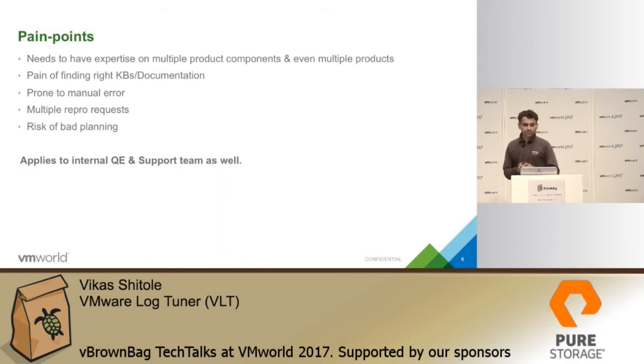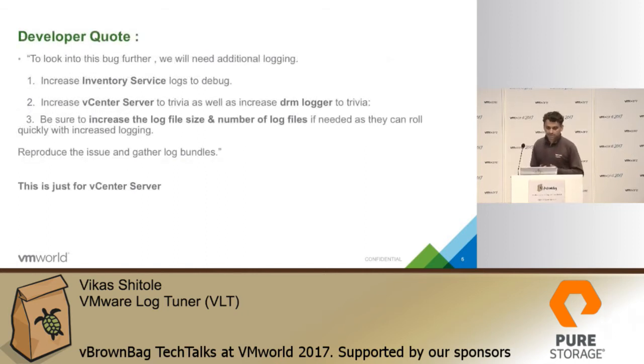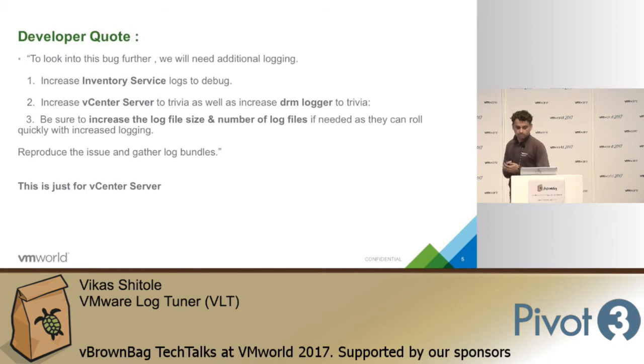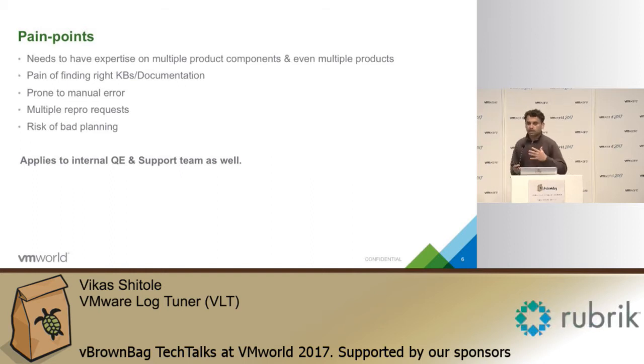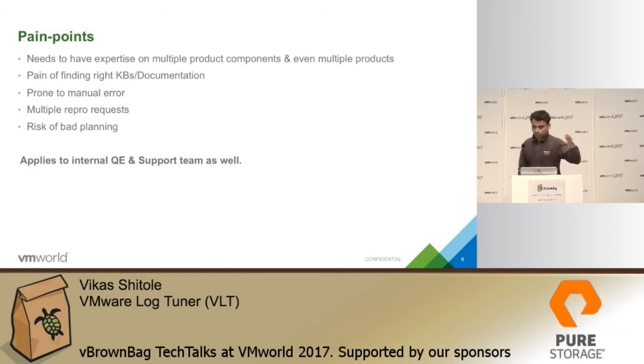The next one is multiple repro requests. As I said in the third point, if the customer misses increasing the log file size as well as the number of log files, it happens that the issue gets reproduced, but the right logs are missing because they got rolled over. So in that case, when the customer reproduces the issue, he downloads the support bundle and passes it back to the support team over the FTP server, then the support team will hand those logs over to the developer.